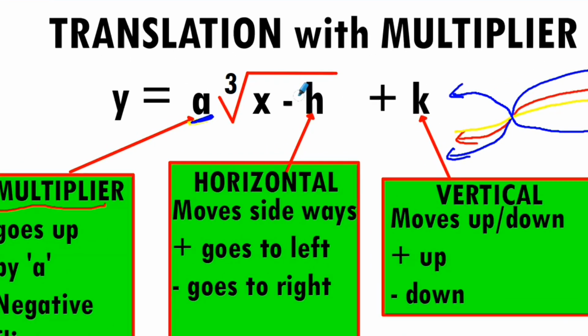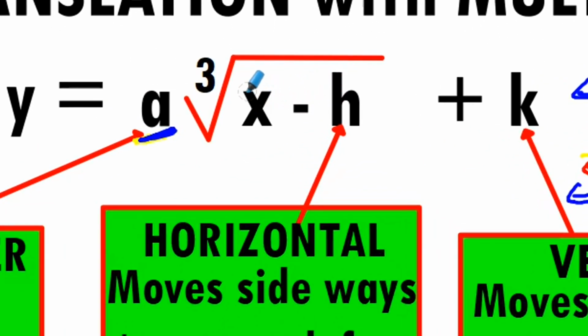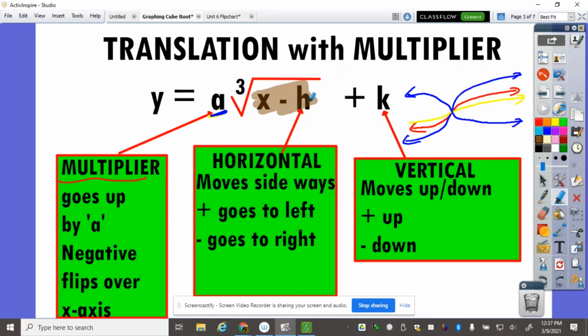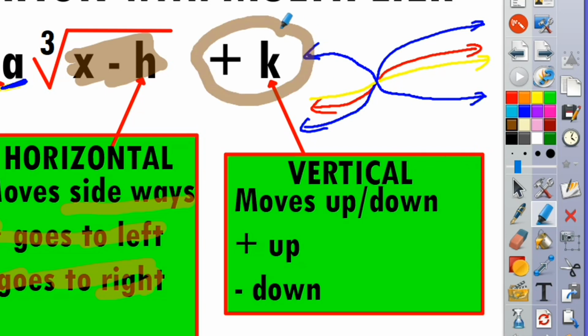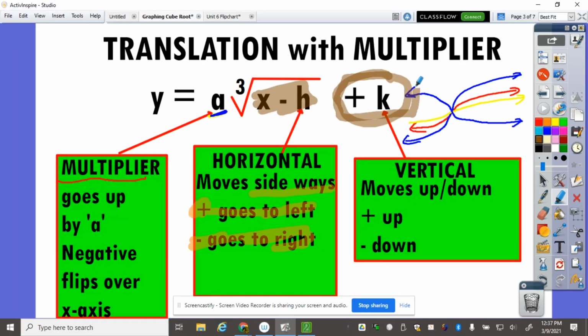When we have a number in the radicand, x minus h, a factor, that tells us that it goes sideways. And if it's positive, it goes to the left. If it's minus, it goes to the right. Plus k here is the number outside the cube root. It's a vertical movement. It tells us if it's going to go up or down. If that's positive, it goes up. If it's negative, it goes down.